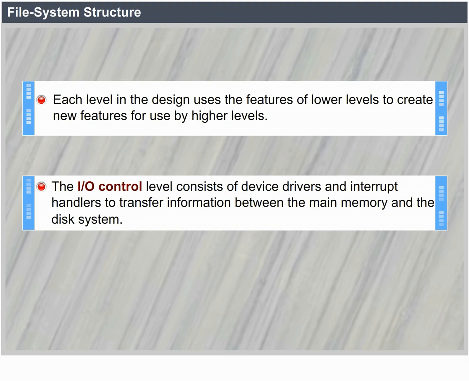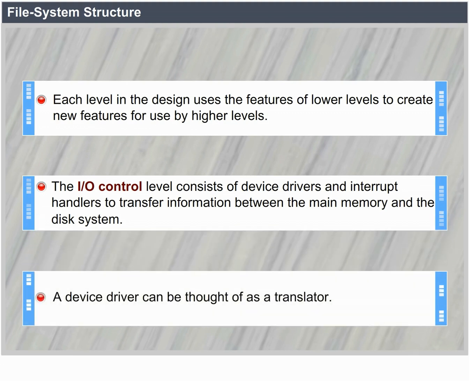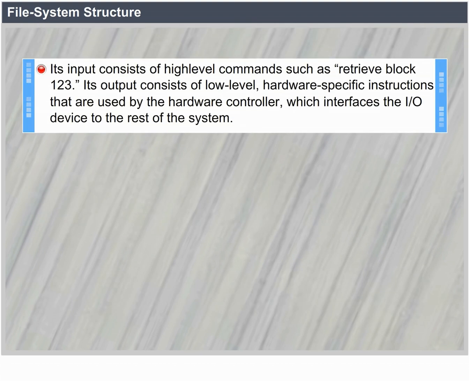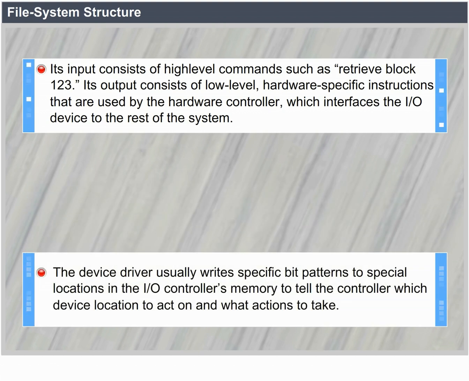Its input consists of high-level commands such as retrieve block 123. Its output consists of low-level, hardware-specific instructions that are used by the hardware controller, which interfaces the input-output device to the rest of the system. The device driver usually writes specific bit patterns to special locations in the input-output controller's memory to tell the controller which device location to act on and what actions to take.